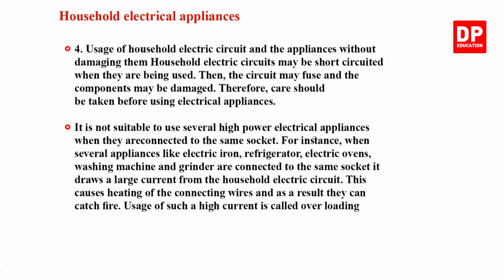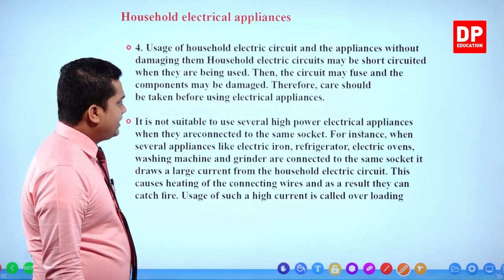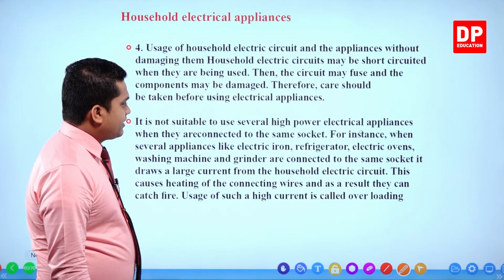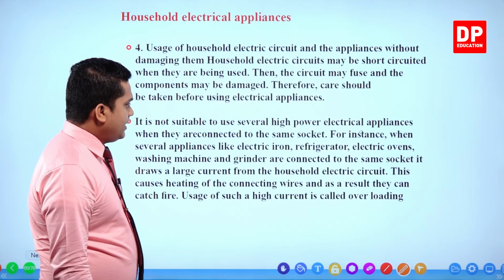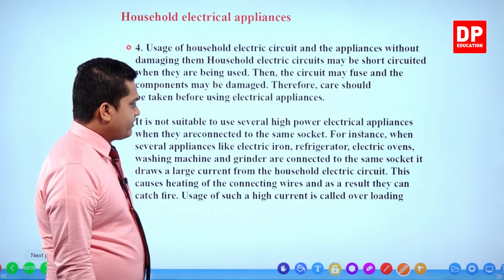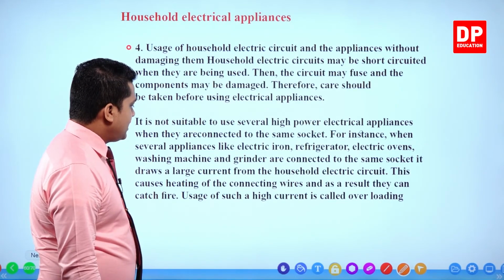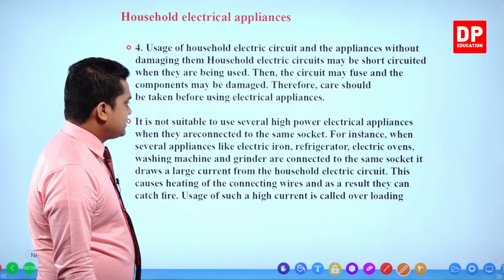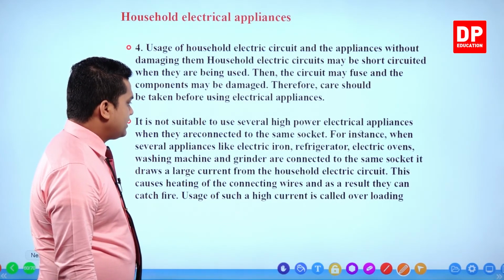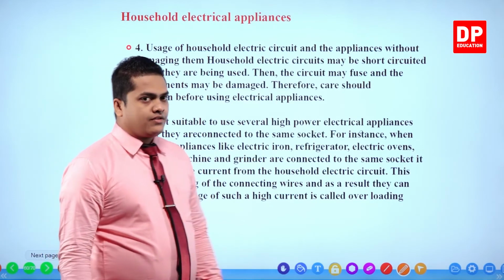It is not suitable to use several high power electrical appliances when they are connected to the same socket, right? For instance, when several appliances like an electric iron, refrigerator, electric oven, washing machine and grinder are connected to the same socket, it draws a large current from the household electric circuit. This causes heating of the connecting wires. As a result, they can catch fire. Usage of such a high current is called overloading, right?